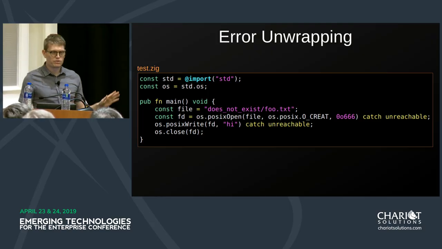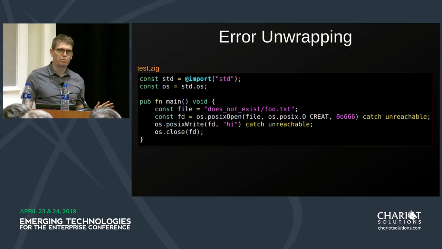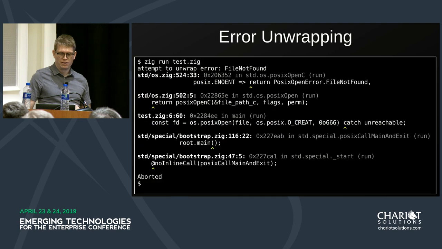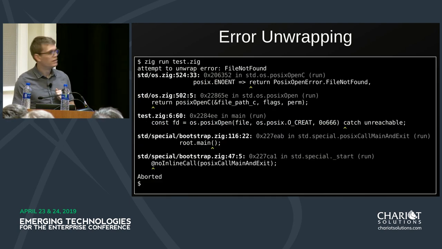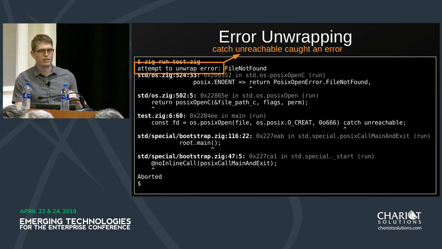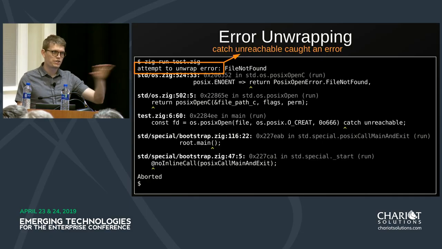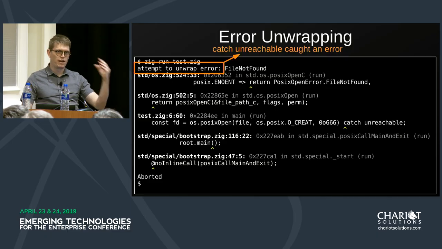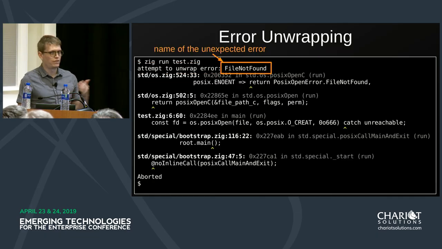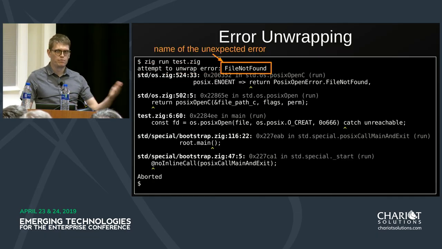So we're going to build this in debug mode, which means that we're going to get a lot of help trying to figure out what went wrong. So when I run this code, this is the output that I get. It's a lot of information. Let me break it down for you. First, this text tells us that somewhere catch unreachable was violated, and it actually caught an error. Next, the name of the error code that was caught unexpectedly.